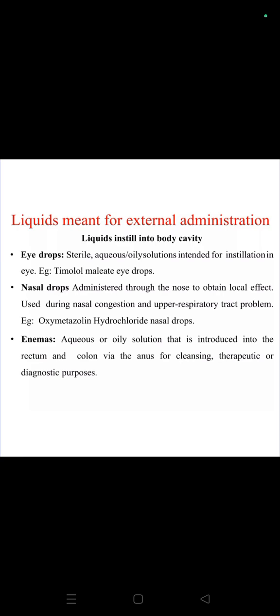Liquids meant for external administration, liquids instilled into body cavity. For example, ear drops, nasal drops, and enemas. Then first one is eye drops: sterile aqueous or oil solutions intended for instillation in eye. For example, timolol maleate eye drops. Then nasal drops, administered through the nose to obtain local effect, used during nasal congestion and upper respiratory tract problems.